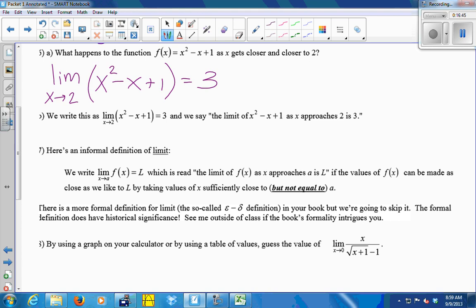So I can get my y value for f of x as close to 3 as I want. I could say I want my y value to be 2.99999. And I would say, okay, that's easy. Just make sure that x is 1.9999997, right? Whatever I want my y value to be, as close as I want it to be to 3, I can get there by choosing x appropriately.